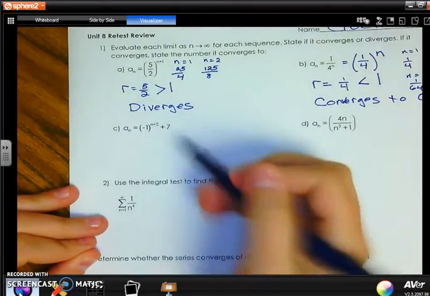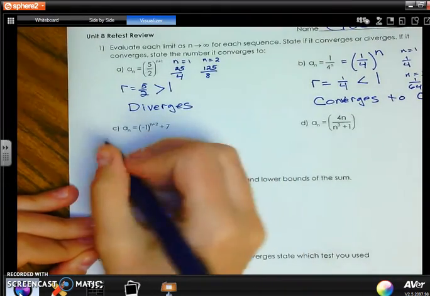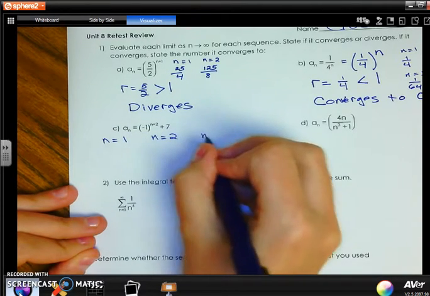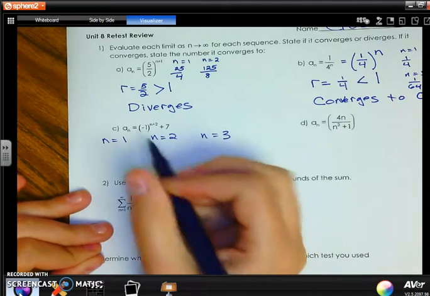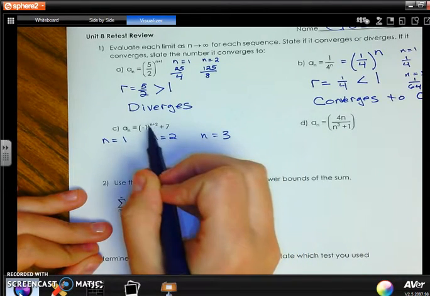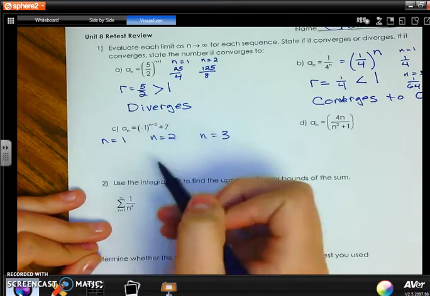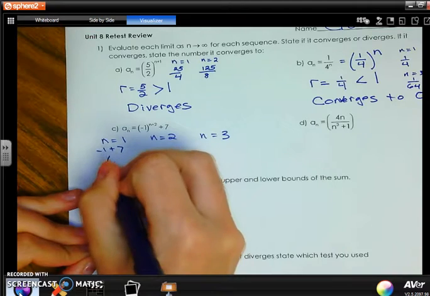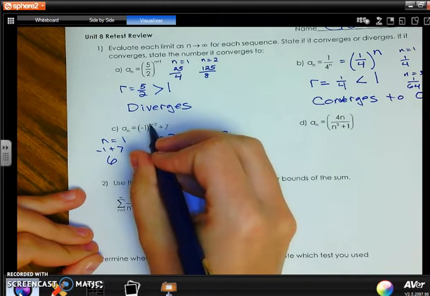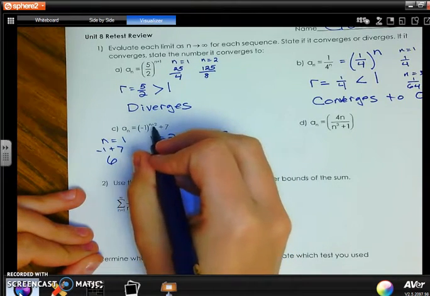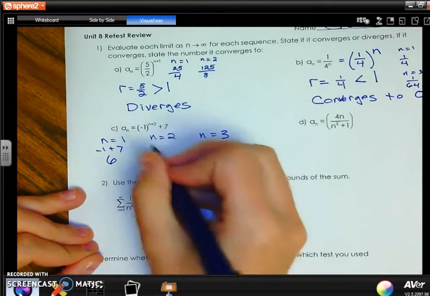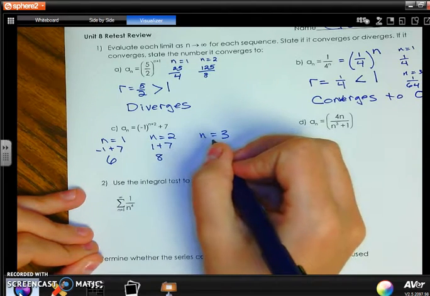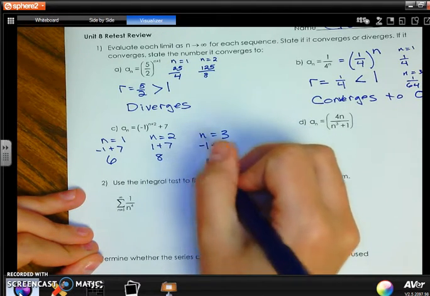All right, let's take a look at this one. Again, when in doubt, you're plugging in numbers. So I'm going to start with n equals 1, n equals 2, and n equals 3. If I plug in n equals 1, that's -1 to the third, which is -1, plus 7, which is 6. Now I plug in n equals 2. So 2 plus 2 is 4. -1 to the fourth power is 1, plus 7 is 8. I plug in a 3. You're going to get -1 plus 7, which is 6.